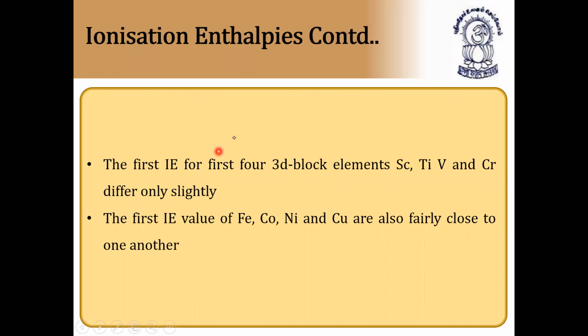The first ionization energies of the first four 3d series elements, scandium, titanium, vanadium, and chromium, differ only slightly, whereas the first ionization enthalpies of iron, cobalt, nickel, and copper are also fairly close to one another. Whereas for manganese, it is unexpectedly high because it has more valence electrons. As the number of valence electrons increases, ionization enthalpy also increases.